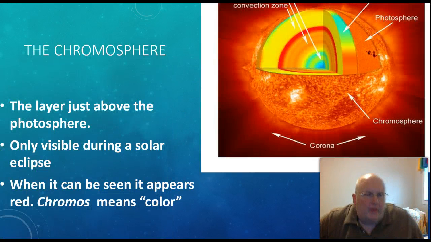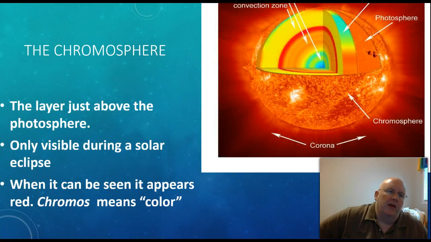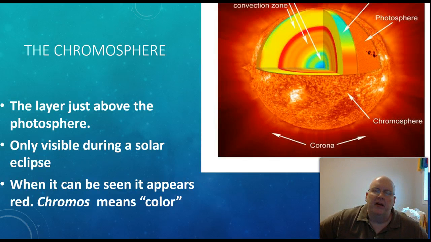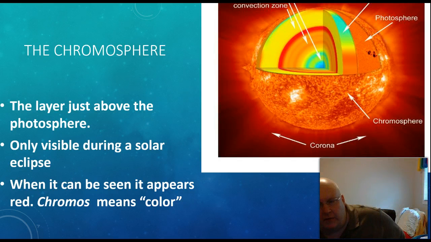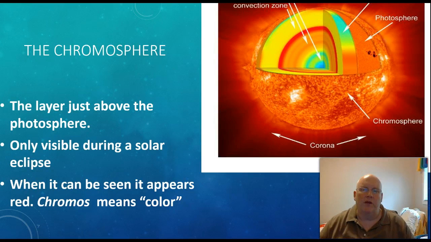Just above the photosphere is something called the chromosphere. By the way, chromo means color. So through a special telescope with a certain filter, the sun will appear kind of reddish. Okay, this layer is only visible during a solar eclipse, or like I said, with a special filter that kind of recreates a solar eclipse.